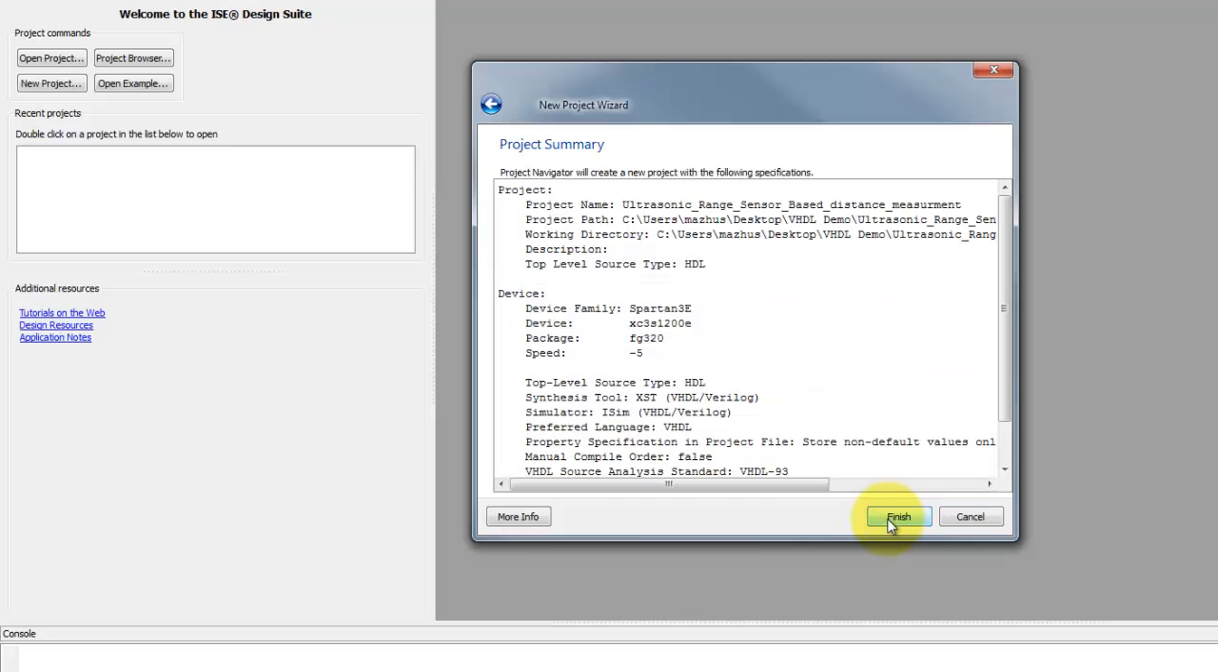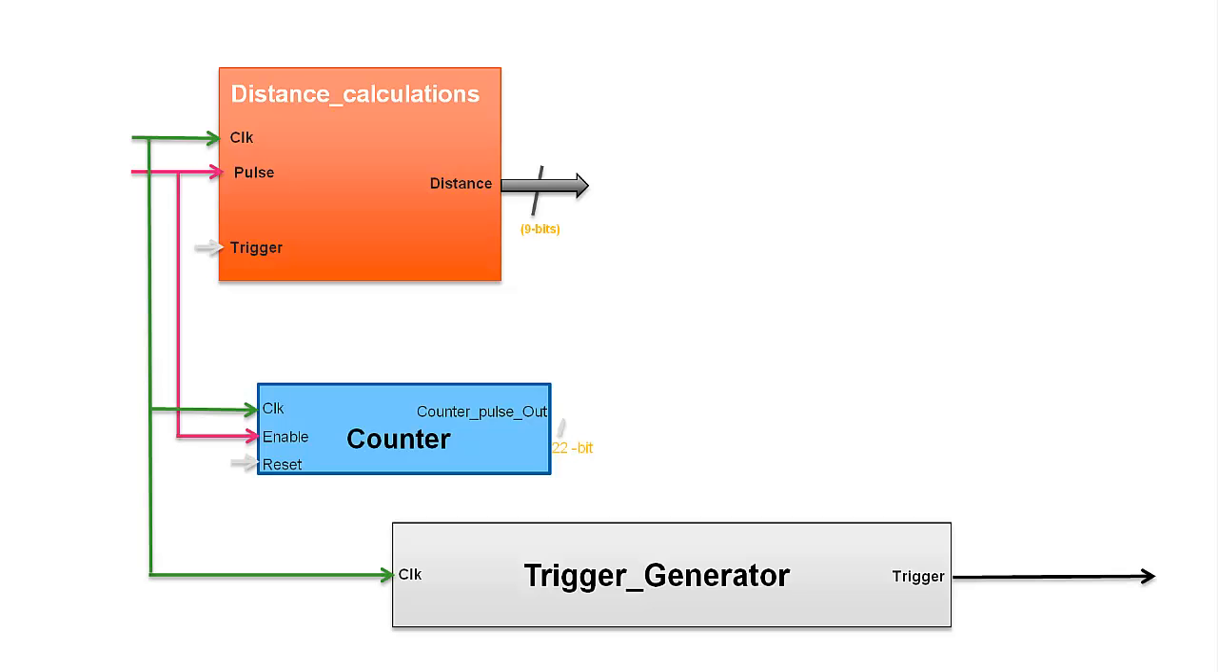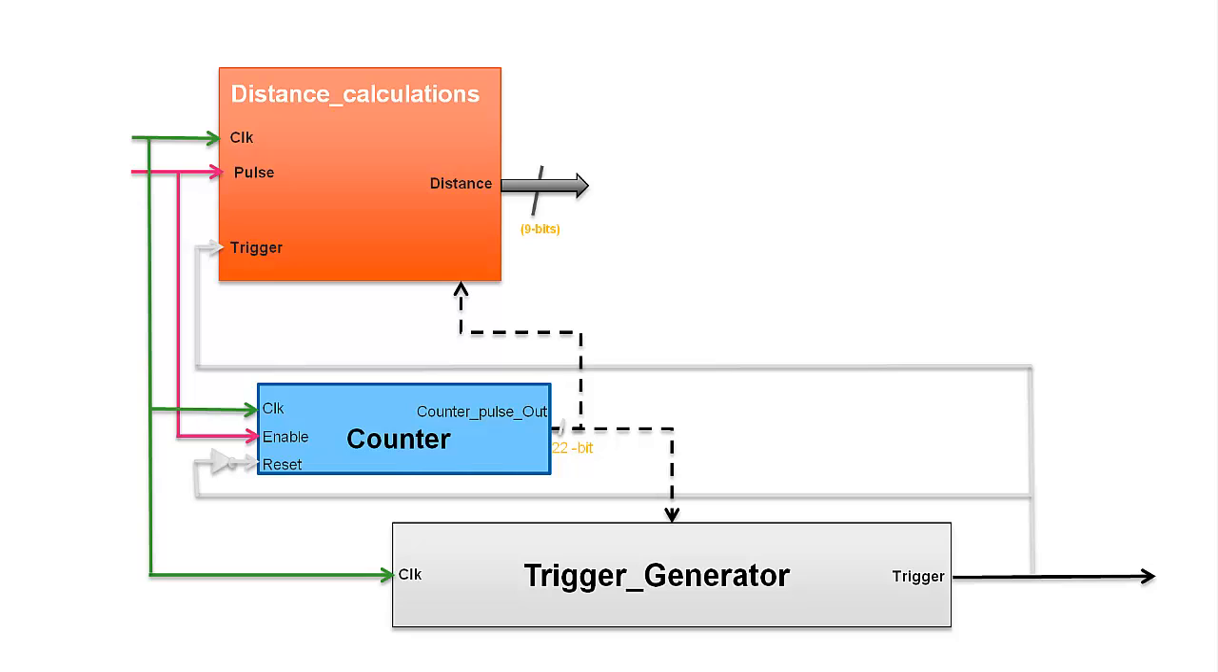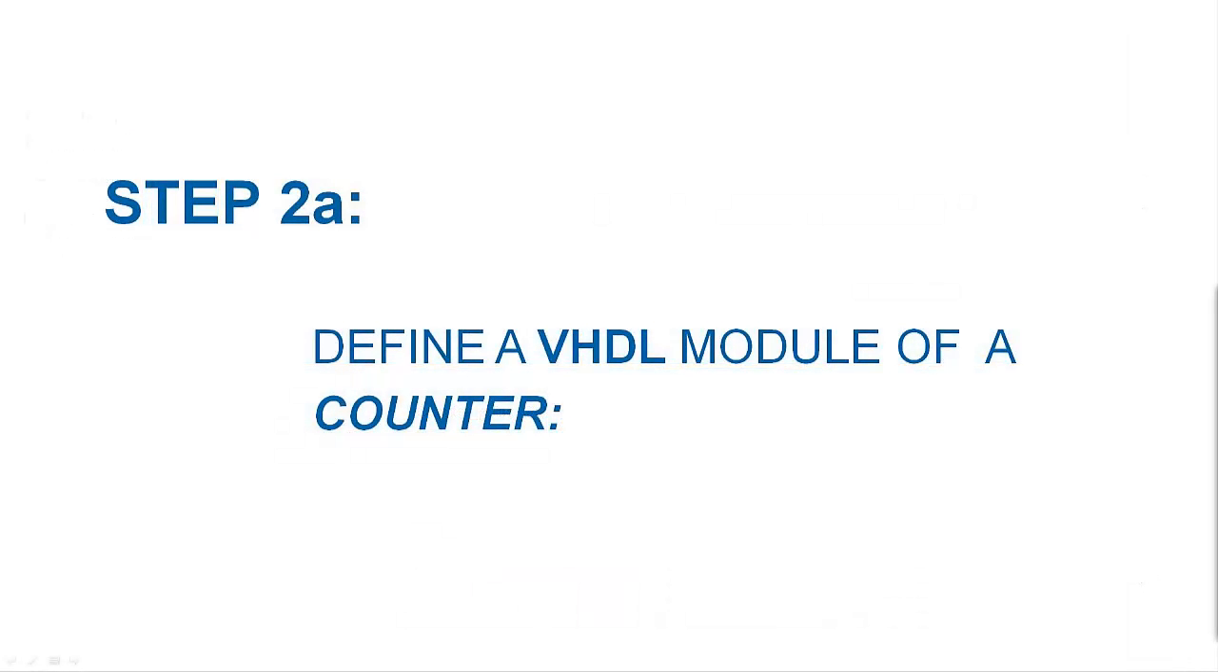Click Next and Finish. The implementation strategy to design the rangefinder module on FPGA will be to define VHDL modules of distance calculation, a trigger generator, a counter, a BCD converter, and a range sensor module to link all these submodules together. The first part of the second step will be to define one of the modules we just discussed. So let's start with the counter.